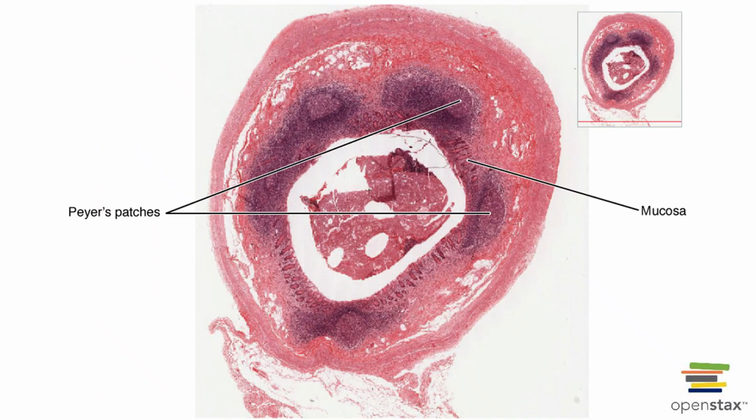Peyer's patches are mucosa-associated lymphoid tissue that forms a distinctive histological feature of the submucosal layer in the ileum of the small intestine. Lymphocytes in Peyer's patches monitor the mucus of the small intestine to help regulate the bacterial composition of the gastrointestinal tract and respond to pathogens.